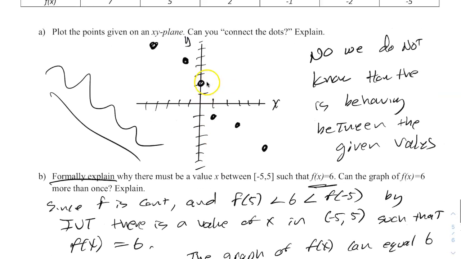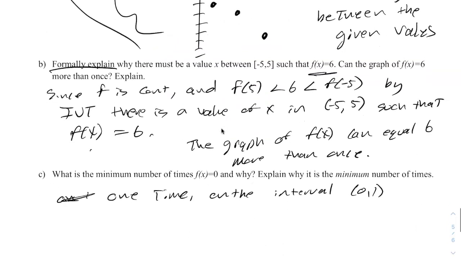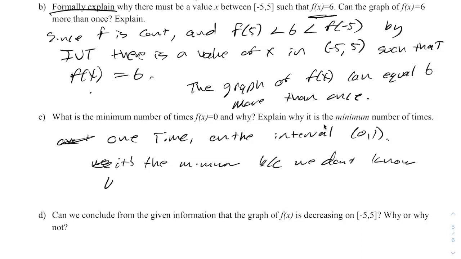Now, why is it the minimum number of times? Because again, we don't know what happens in between the values. For all we know, it's going up and down, crossing I think a billion times. So we don't know. It's the minimum, because we don't know what happens between the given points.